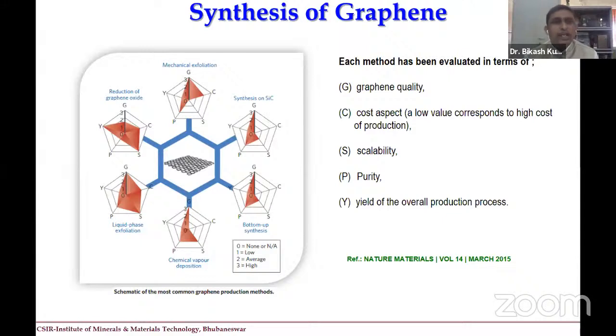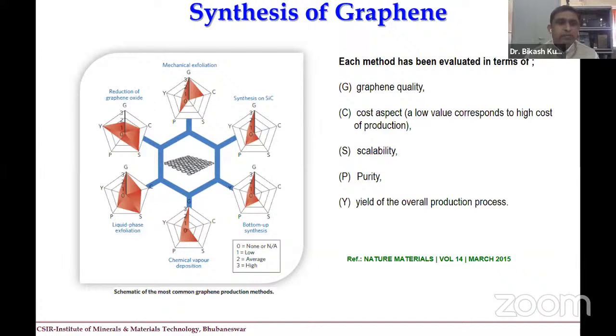So then how can we develop the graphene? After the discovery of graphene, so many methods have already been established, and still so much research is going on to develop facile and easy methods for development of graphene. But this is a summarized report which shows there are 6 major approaches already established, and people are following them to develop graphene. But you can see every method has its own advantage and disadvantage.